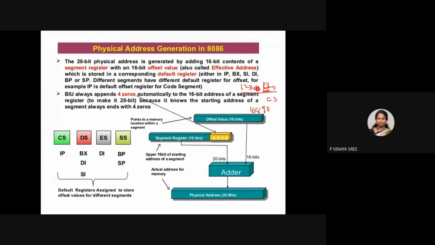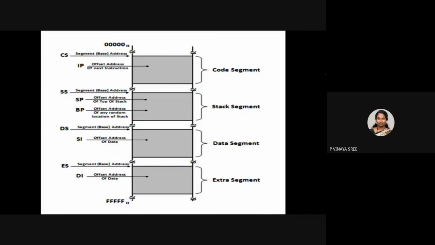So see here, this is your segment register. What we have done is a left shift, so you will be getting 4 zeros. Next, this one and the 16-bit offset register, both we have to add, so that we get the physical address. Okay. Now let me show with an example.